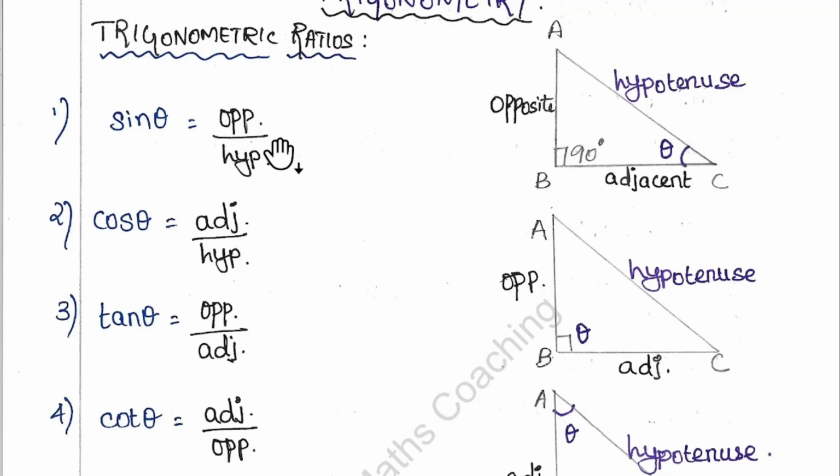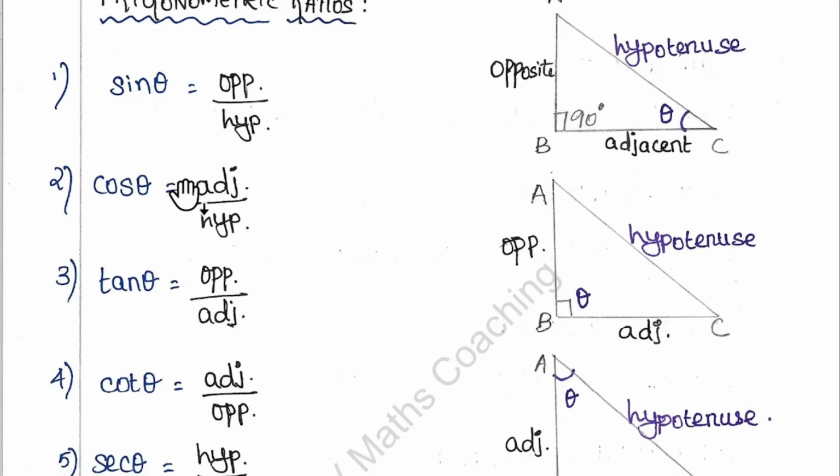First, the sin theta formula is opposite by hypotenuse. Take an example of the first figure. Theta's opposite side is AB, so AB by AC is sin theta from the first figure. Likewise, cos theta is adjacent by hypotenuse. You have to memorize these formulas. Sin theta is opposite by hypotenuse, cos theta is adjacent by hypotenuse, and for tan theta you take the sine and cos numerators and divide, giving opposite by adjacent.